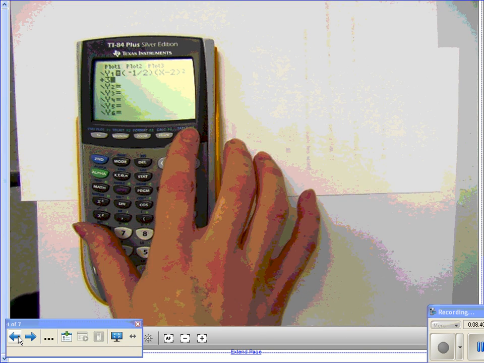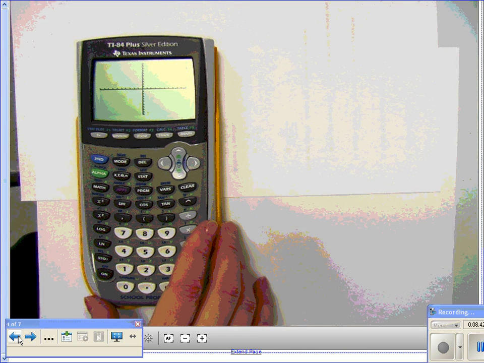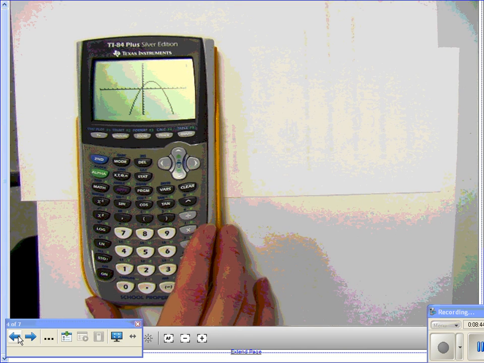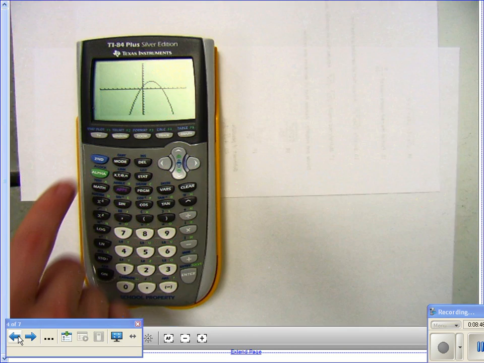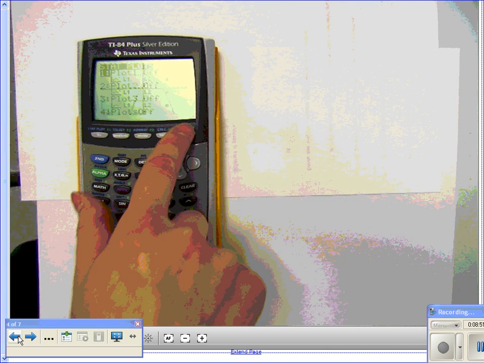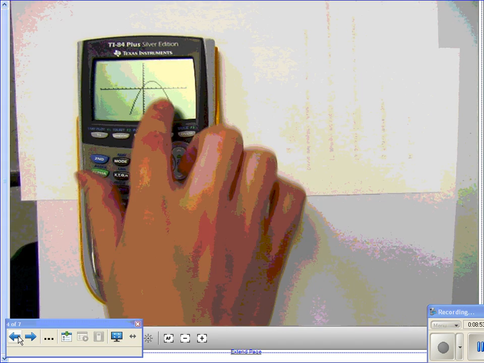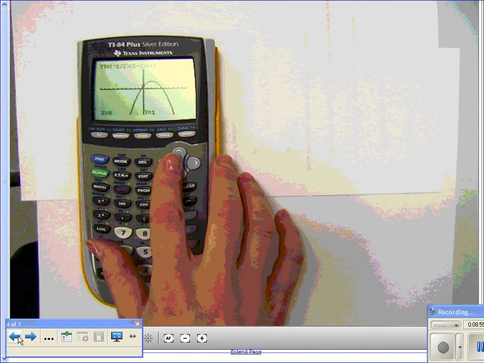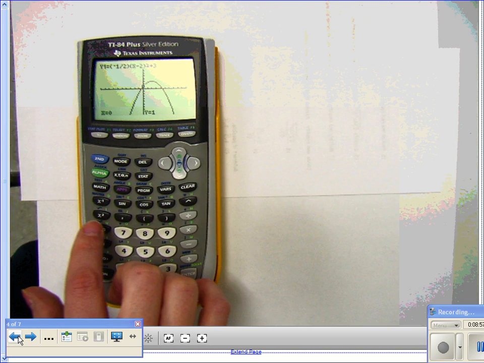Now, if I go to my graph, hit zoom 6 to go to a nice graph window. And here's my graph. If for some reason it didn't work, make sure your second y equals your stat plot is off right here, because if it's on, you won't be able to graph that. So now I have my graph. It's opening downwards, so we know we're correct. If I hit trace, I have 0, 1, which is my y-intercept, which is nice.